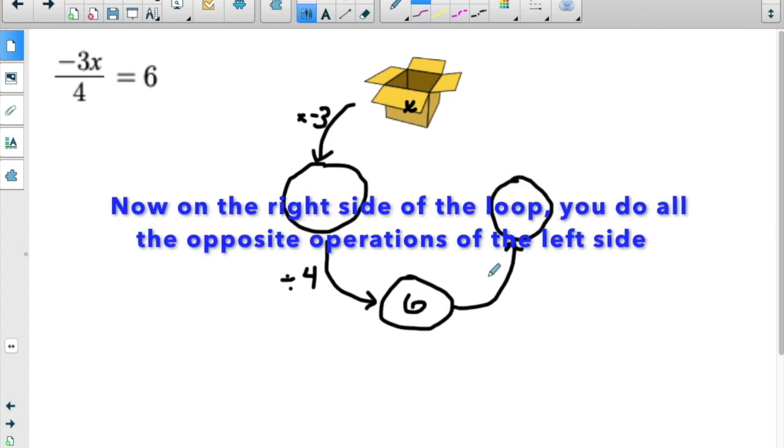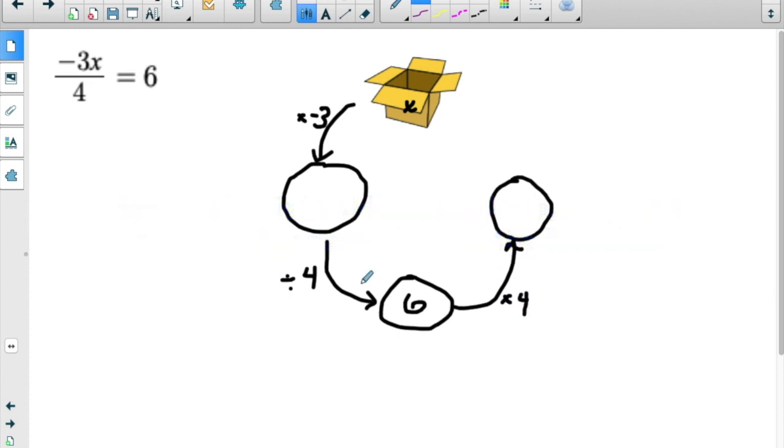So we're going to take our 6 and multiply by 4 now, because we're just reversing the process. We get 24. And then we have to do the opposite of times -3, which is divide by -3, to get -8.